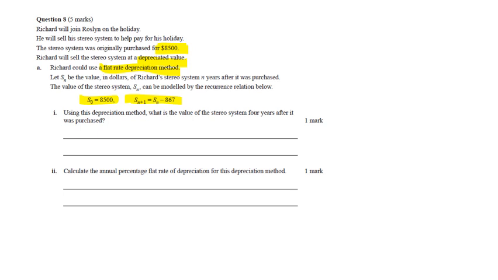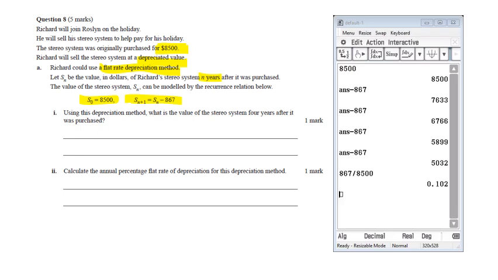Well, it says that this recurrence relationship is with n years. So you just hit your calculator, put the 8,500 in, and press execute, and it shoots across to the right. Then you just say minus 867 on your calculator, press execute, and you get that. So after 1 year, it is 7633, and then you just execute again to get 2 years, again to get 3 years, and again to get 4 years. So I get my total dollar value.